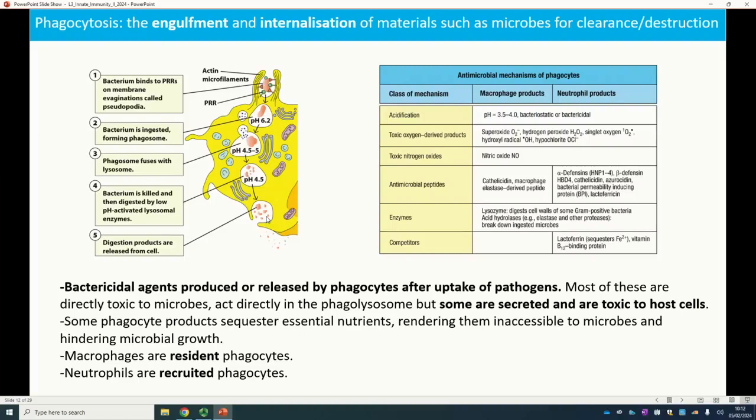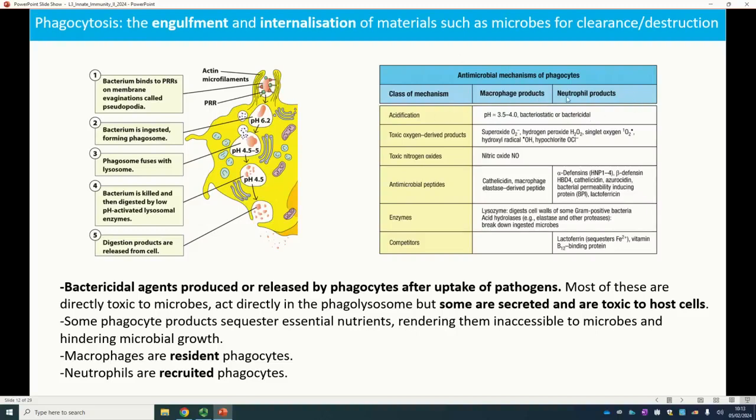So we've got a whole range of bactericidal or antimicrobial agents that are being produced and released by these phagocytes once they've taken up a pathogen. Now the majority of these will be released into that phagosome, and we'll get the destruction and the clearance, but some may actually be secreted from the cell, and that can be quite toxic to the host cells. Now this table is showing a whole range of antimicrobial mechanisms of various phagocytes. So we're looking at macrophages and neutrophils.